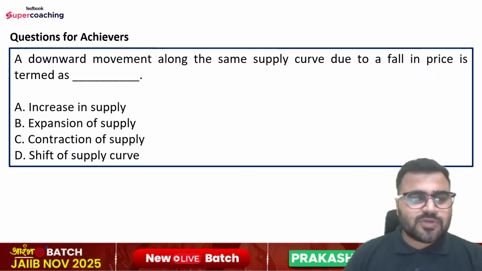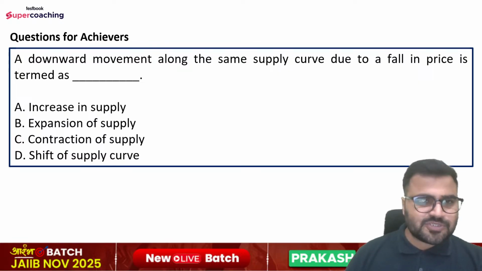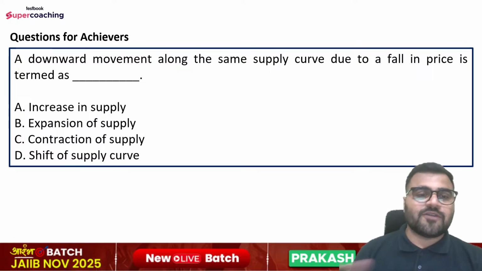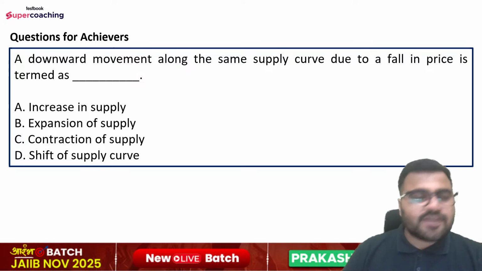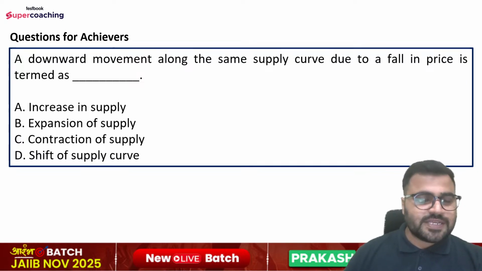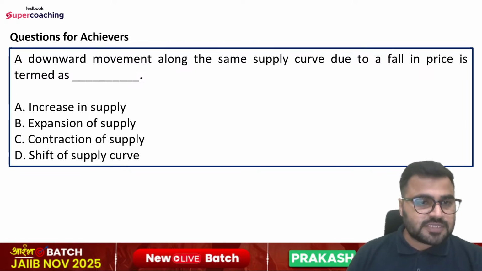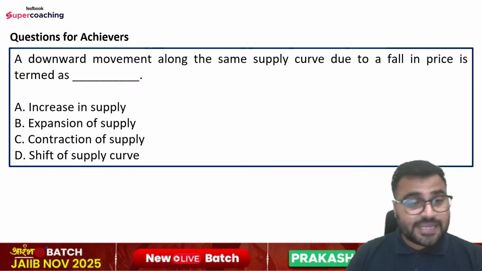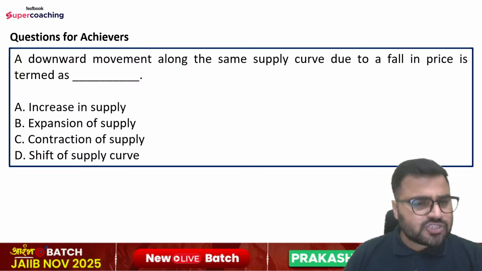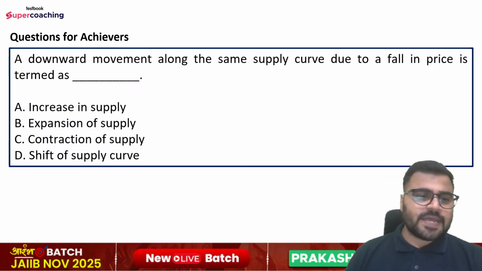First of all, you know the rules. We discuss the achievers question, which is a kind of homework question for you from the previous session, and those who give the right answer have their names shown in the next session. So those who have given the right answer, their name will be reflected in this session. The question was, in yesterday's session: a downward movement along the same supply curve due to a fall in price is termed as which of the following? Options are increase in supply, expansion of supply, contraction of supply, shift of supply curve.